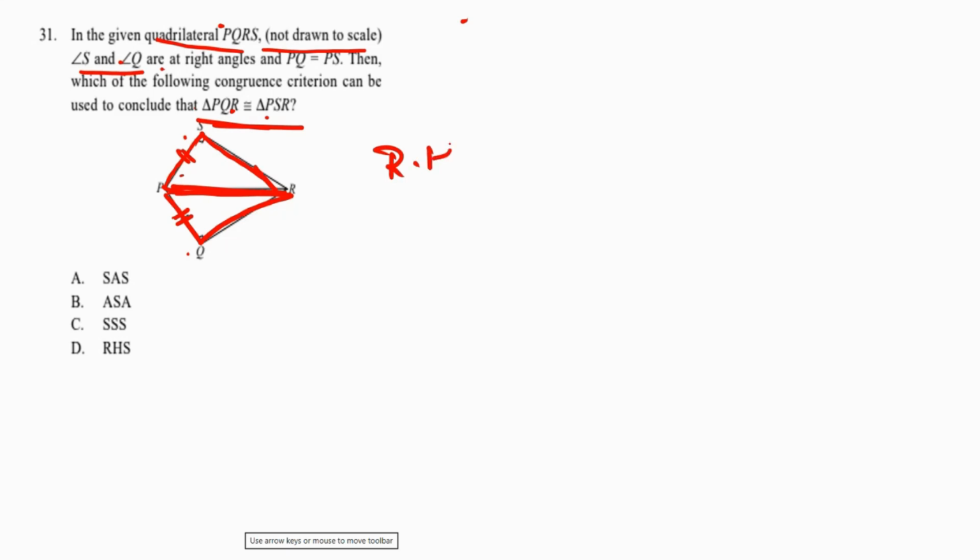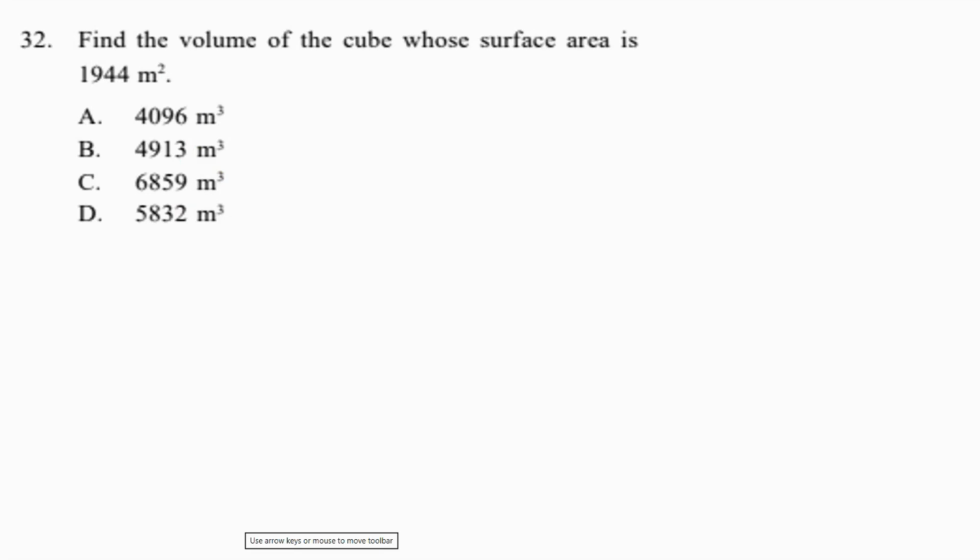Obviously, right angle triangle, hypotenuse and side. The right angle triangle has a 90-degree angle common, the hypotenuse common and one side common. So RHS is the criterion of congruency over here.